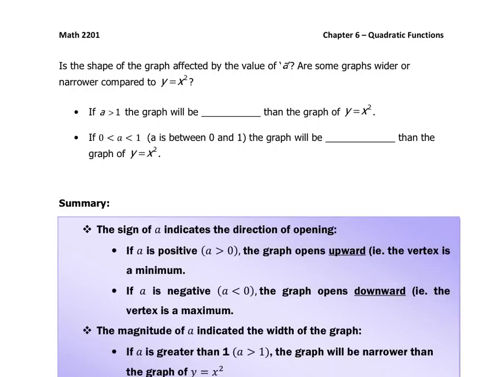All right, so these are some questions related to what we just did with the a value. So the first question is: is the shape of the graph affected by the value of a, and are some graphs wider or narrower compared to y equals x squared? And yes, the answer to that question would be yes. So if a is greater than 1, you should have noticed that the graph was going to be narrower.